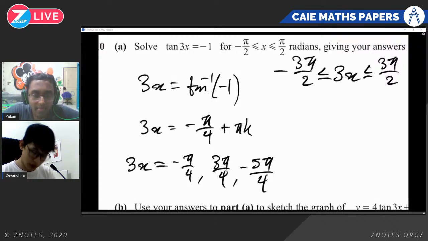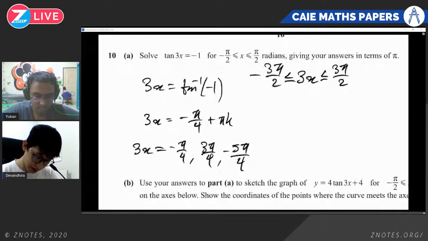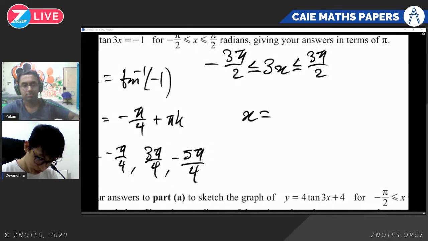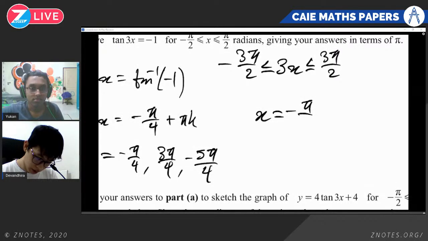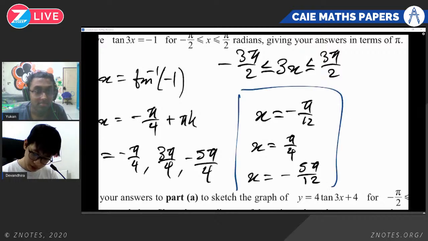All right. So this is our 3x. We have to look for x. That means we just have to divide both sides by 3. We have x is equal to negative pi over 12, x is equal to pi over 4, and negative 5 pi over 12. And these are your answers.